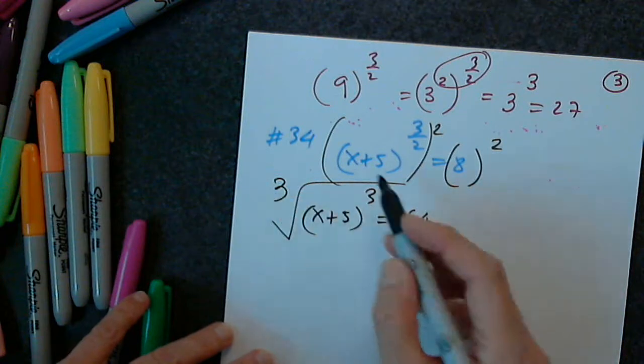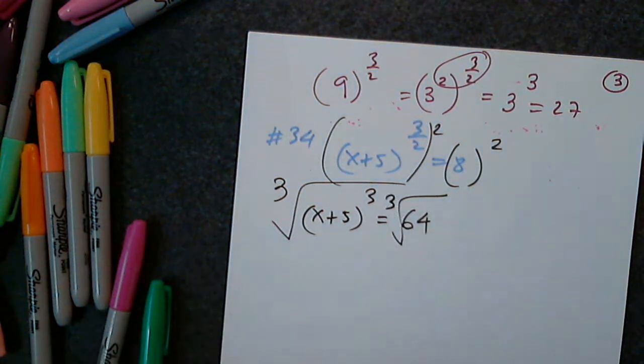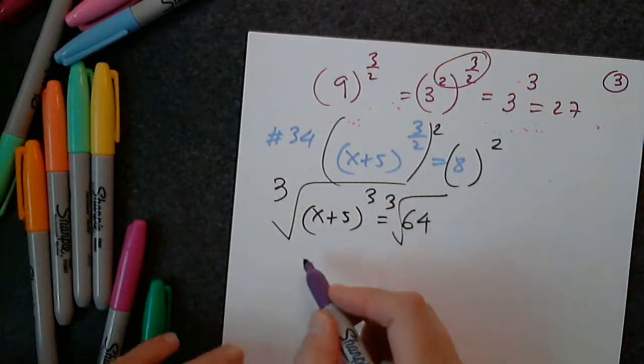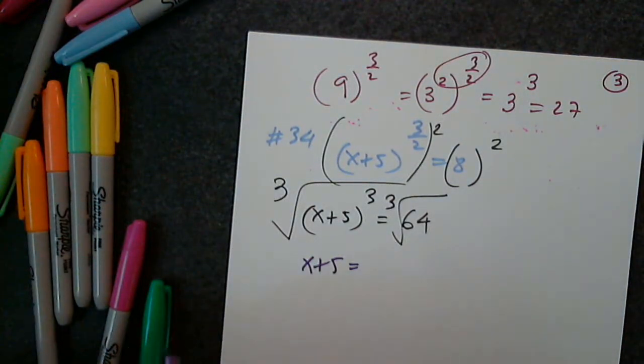Very good. The cube root. In order to eliminate power 3, we apply the cube root, which is power. Which power is the cube root? 1/3. Excellent. Thank you. Very good. So the left-hand side is x plus 5. And remember, there is no plus or minus. And we know that the cube root of 64 is 4.